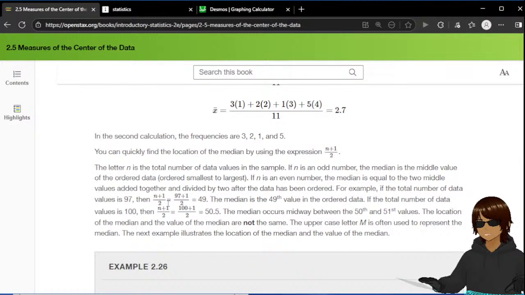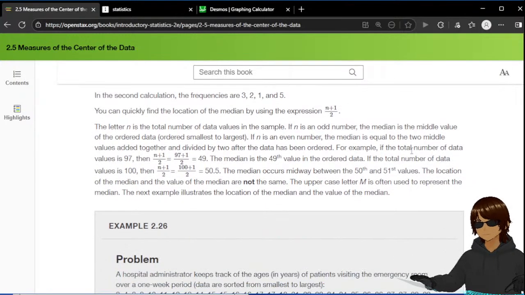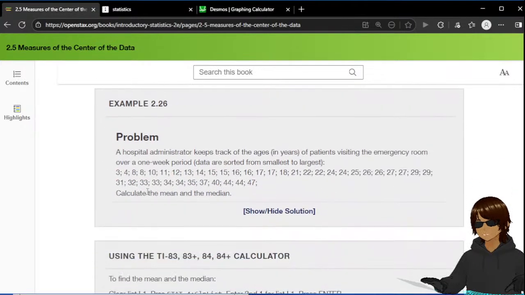For example, if the total number of data values is 97, then the median is the 49th value in the ordered data. If the total number of data values is 100, then (n + 1) divided by 2 is 50.5, so the median occurs midway between the 50th and 51st values. The location of the median and the value of the median are not the same. The uppercase letter M is often used to represent the median.